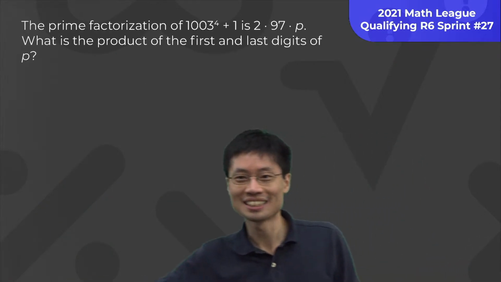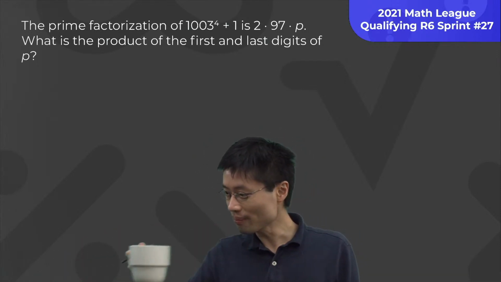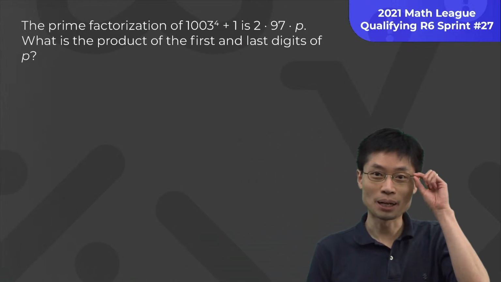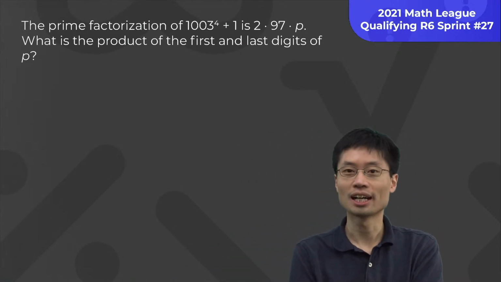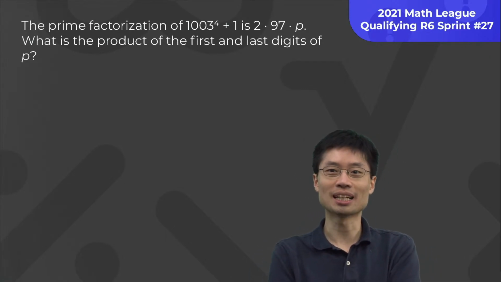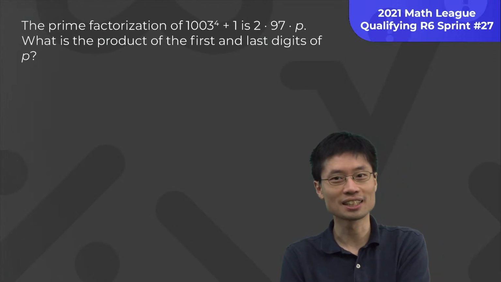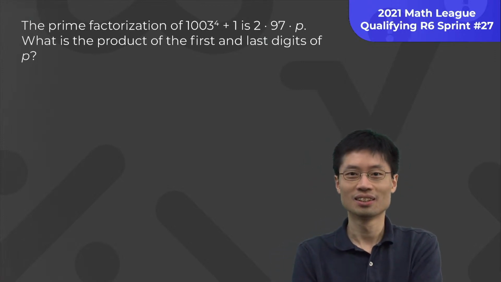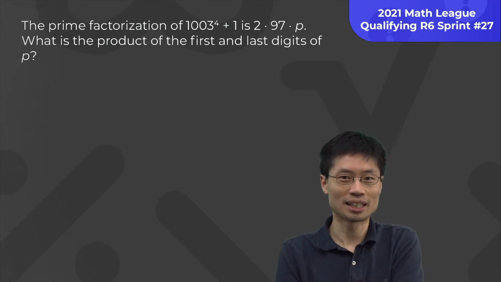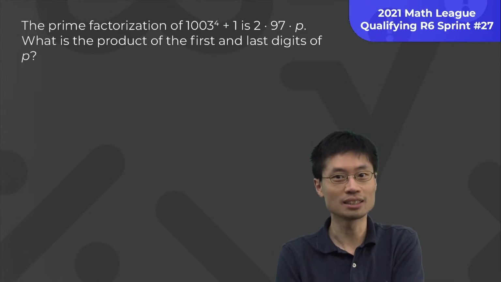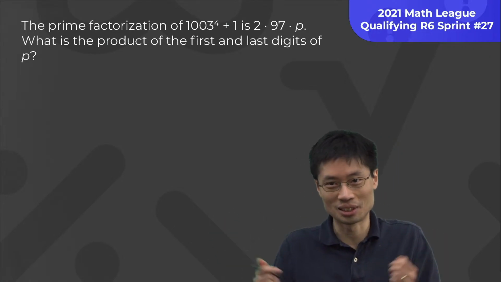Next question, number 27. Can we do this one? The prime factorization of 1003 to the power 4 plus 1 is 2 times 97 times p. What is the product of the first and the last digits of p? Whoa! Okay, so it looks like I just need to divide 1003 to the power 4 plus 1 by 2 times 97, because supposedly the last thing is just going to be the prime p.